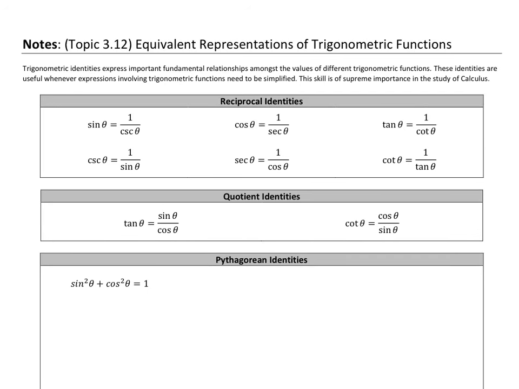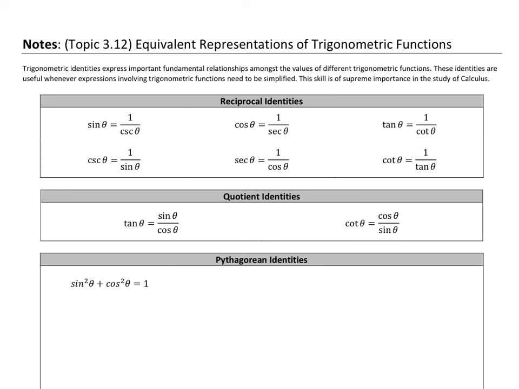Topic 3.12 is called equivalent representations of trig functions. We're going to be rewriting different trig expressions and functions using different identities to simplify or to verify different proofs for trig functions. That means that we need to remember or learn a whole bunch of identities that allow us to change trig functions from one type to another.